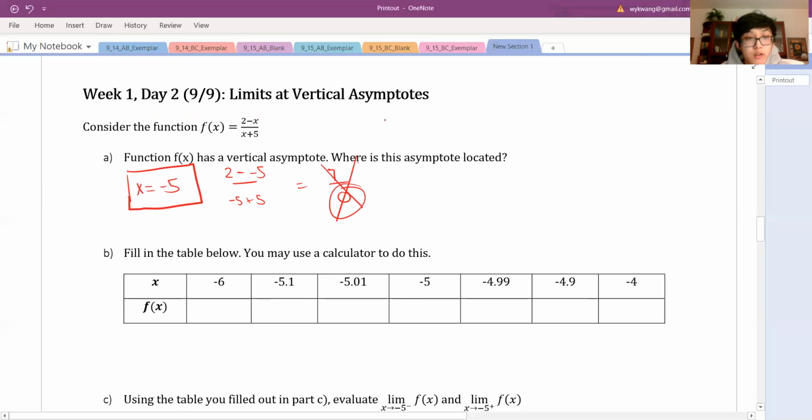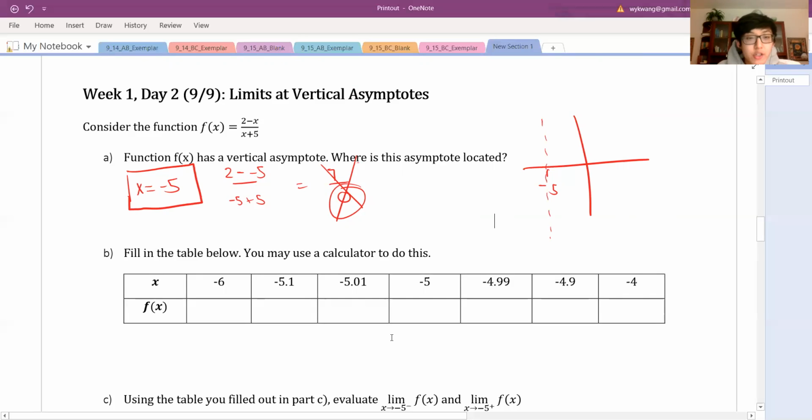That is the location of our vertical asymptote. So on a graph, at -5, there'd be an asymptote, right? And we kind of know how graphs, functions, act at asymptotes. They approach them and then go crazy, like go up or go down, that type of thing. Okay, so let's fill in the table below.